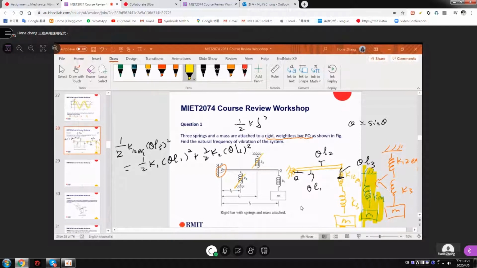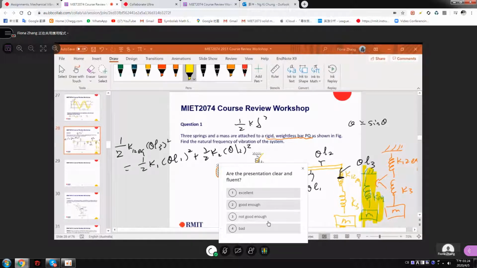Anyway, we have this question: three springs and a mass attached to a rigid bar PQ, as shown in the figure, and find the natural frequency of the vibration system. After we analyze the system, we find K1-2 equivalent to make it simple to analyze, replacing K1 and K2. We get it from the energy: 1 over 2 K1-2 equivalent (theta L3) square equals 1 half K1 (theta L1) square plus 1 over 2 K2 (theta L2) square.